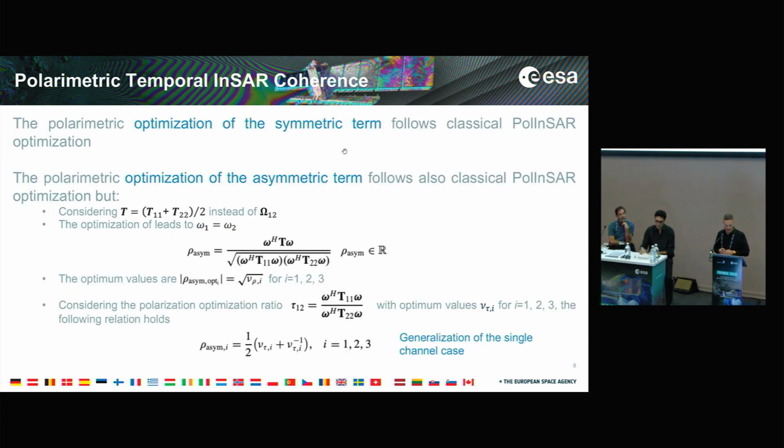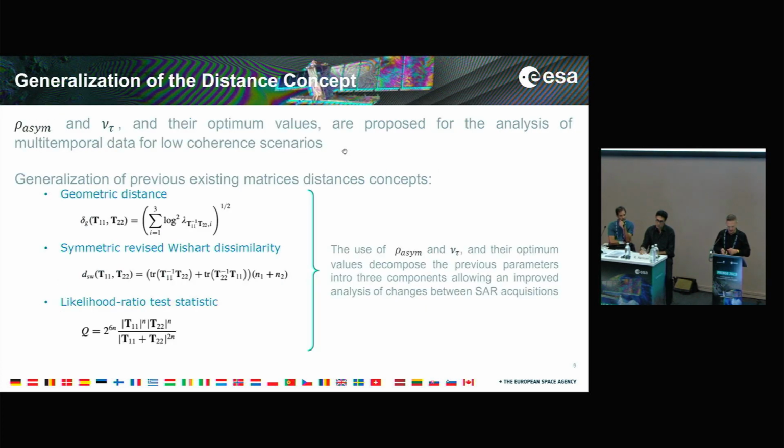So if we apply optimization, the optimization of the symmetric term is the classical Pol-InSAR optimization, but we can also optimize the asymmetric term. And again, it is possible to demonstrate that this asymmetric term is related to the polarization optimization ratio, which is used in polarimetry to increase the separability of targets. Again, it's very easy to demonstrate that both are related, but in this case, as we have polarimetry, we have 3 optimum terms. We have 3 asymmetric terms due to the polarimetric diversity.